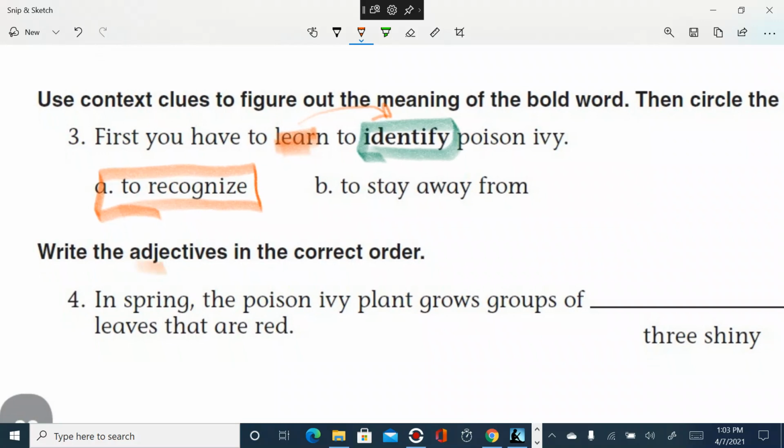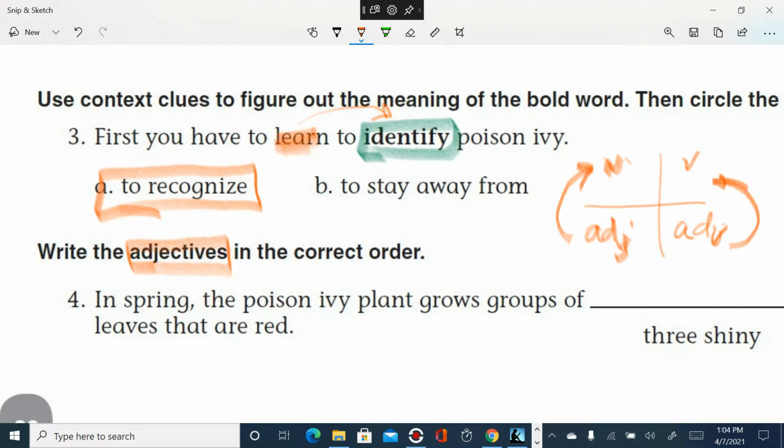Write an adjective. What do adjectives describe? Adjectives describe the what? If we're doing parts of speech, right? The 4 main parts of speech. We have noun, verb, adjective, and adverb. What do adjectives describe? The verb? No, the noun. Adverbs describe the verb, right? All right. So let's write an adjective in the correct order.